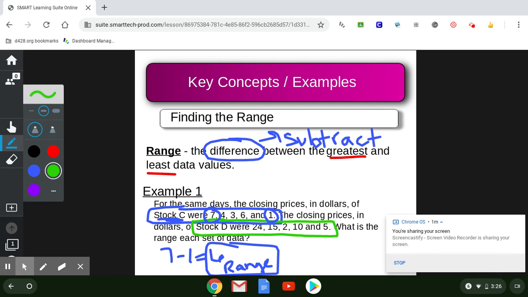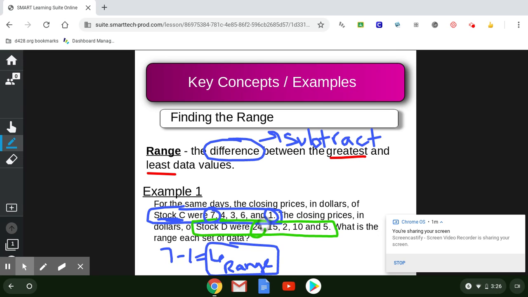For stock D, we have to find the range. Again, I find my largest number, which is 24, and I subtract my smallest number, which is 2. And when I subtract that, I get 22. So my range is 22. So the data set can vary between $22.